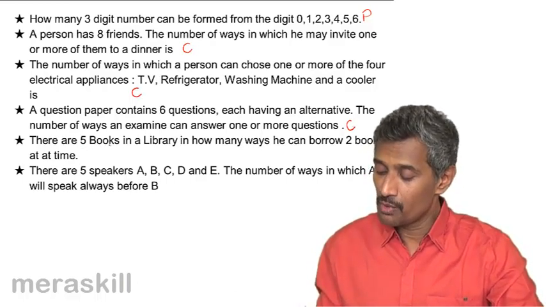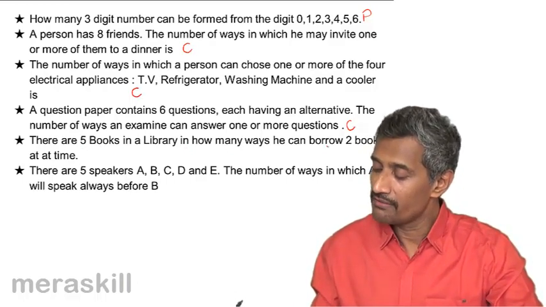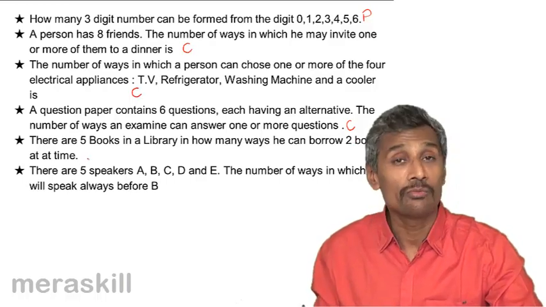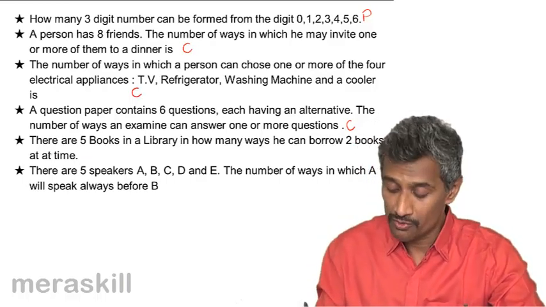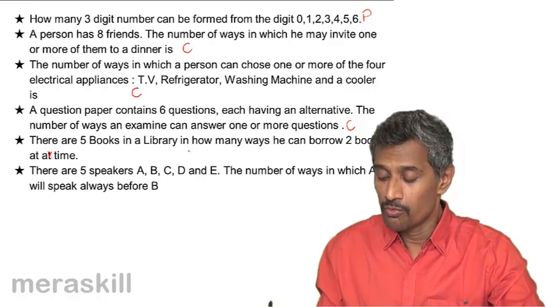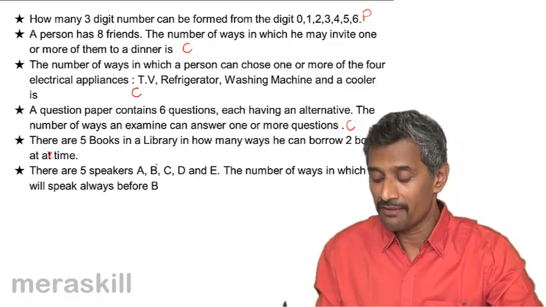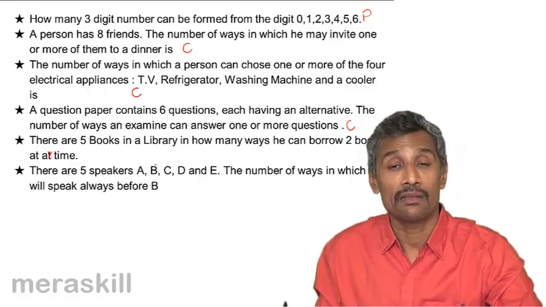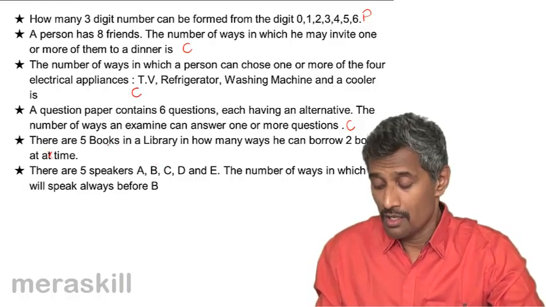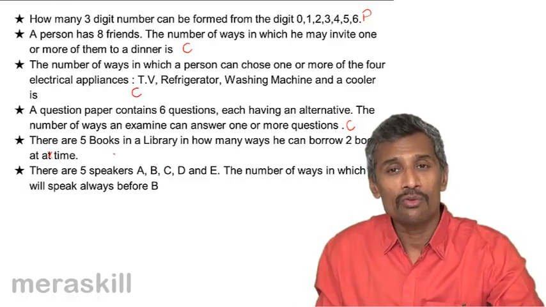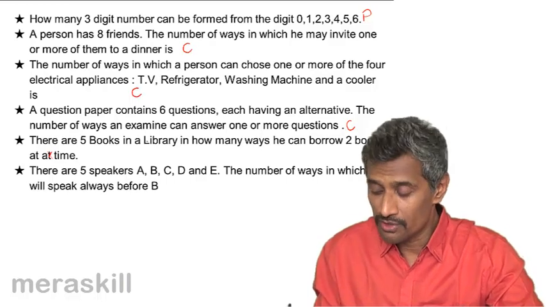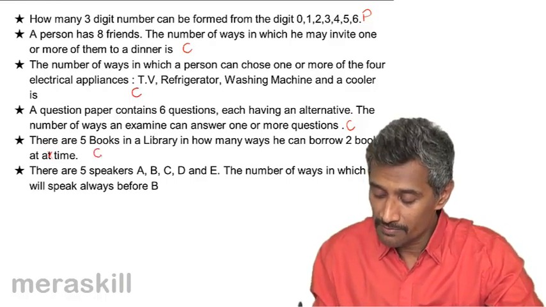Again, there are 5 books in a library. In how many ways can a person borrow 2 books at a time? So it should be at a time, 2 books at a time. Out of these 5 books, he could pick up 2 books, 1 and 2. Now whether he picks up 1 and 2 or 2 and 1, both mean the same. Order not important, so it's a combination.